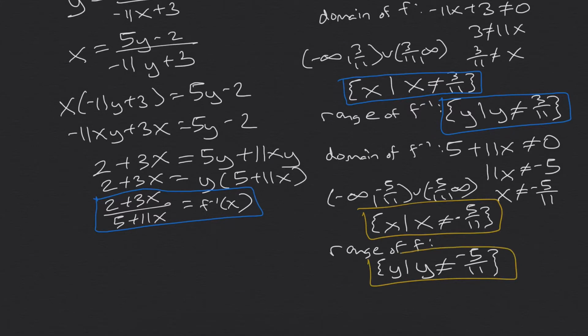I'll put these two in yellow. So those two go together, the domain of f inverse and the range of f. And then the ones in blue up above, the domain of f and the range of f inverse. Let's put our original inverse in a different color, and that's what we found first there. And we use that to find the domain of f inverse. We know a denominator cannot equal 0 there.